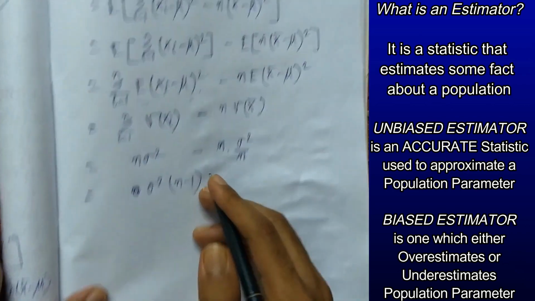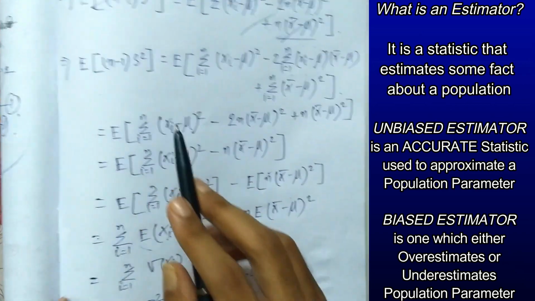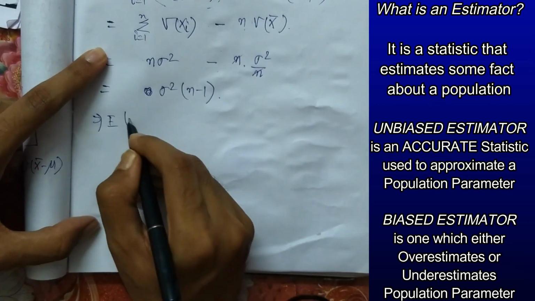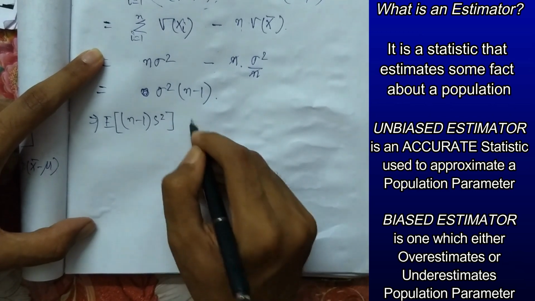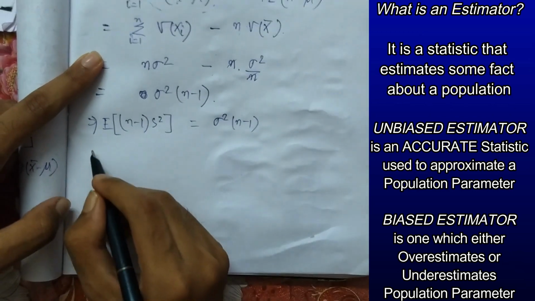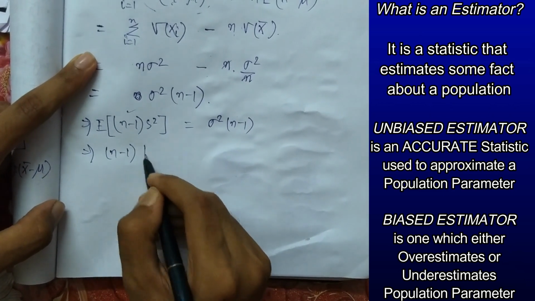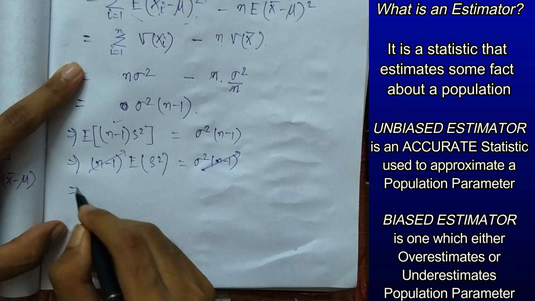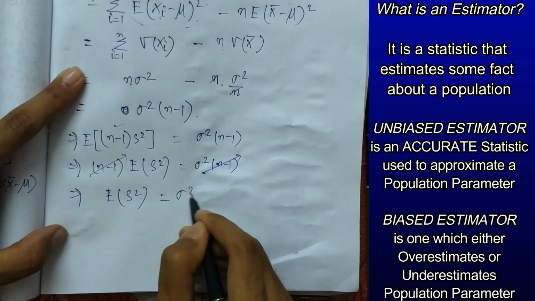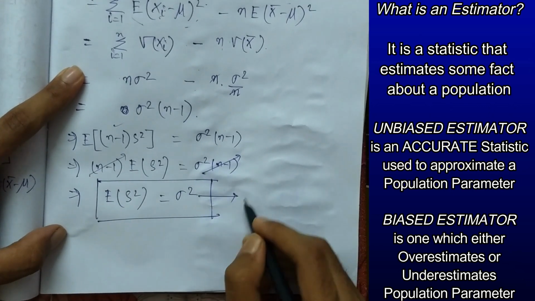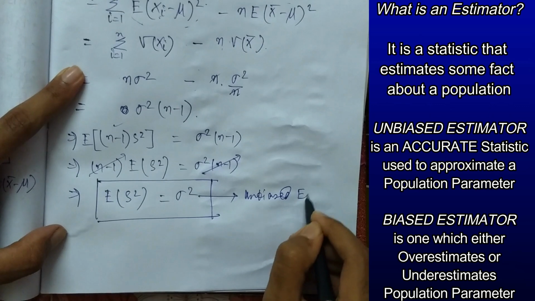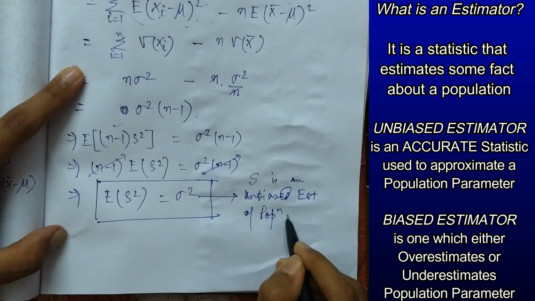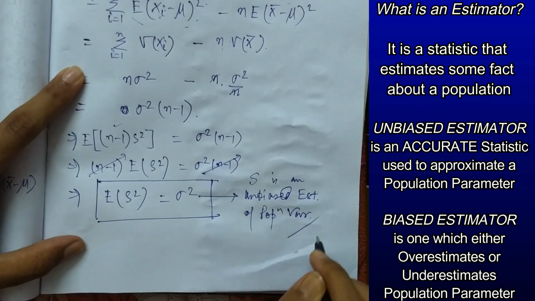So what we already had in the left hand side is expectation of (n minus 1) S square. This actually gives us expectation of (n minus 1) S square equals sigma square (n minus 1). N minus 1 is a constant, it can undoubtedly shift to the left. E of S square equals sigma square (n minus 1) divided by (n minus 1), so n minus 1 gets cancelled. We have expectation of S square equals sigma square. Hence, this is an unbiased estimator. S square is an unbiased estimator of population variance. So our first target is completed.